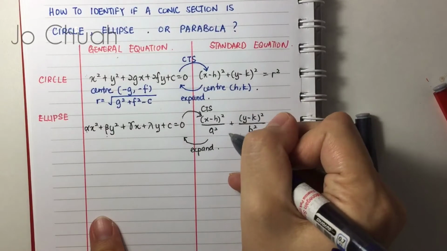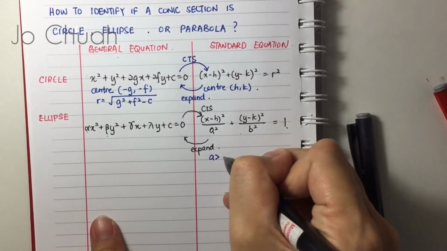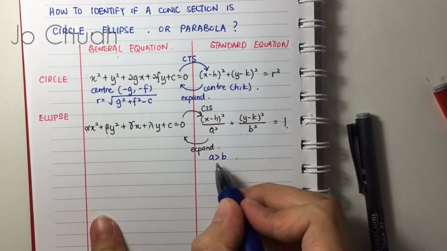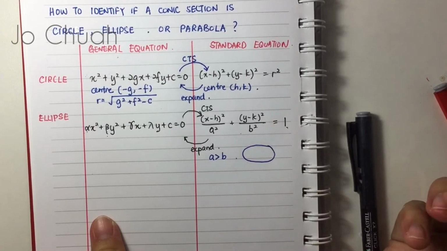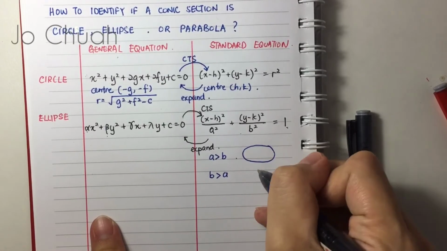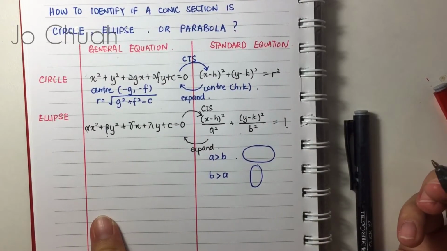Alright, and this is the same. If a is bigger than b, in terms of x it will be bigger, so the shape will look like this. If b is greater than a, the shape will look like this.